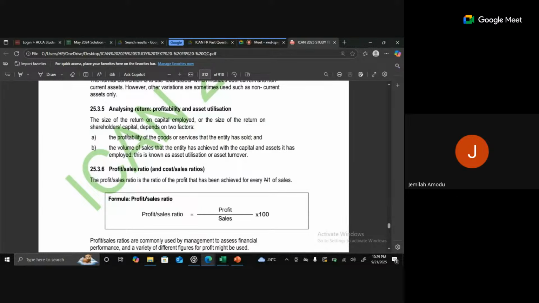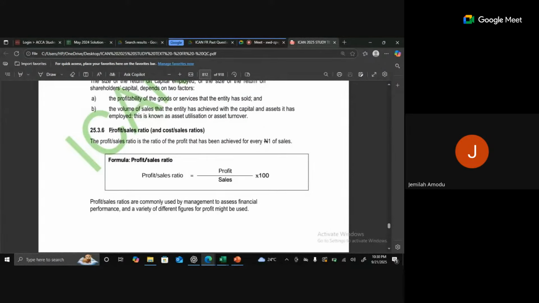And what is it? Your profitability. That's why I was telling you that whatever would lead to an increase or decrease in your profit before interest and tax, or profit after tax, are the things that would affect your return on capital employed or your return on shareholders' capital. So that is basically what they are repeating here.